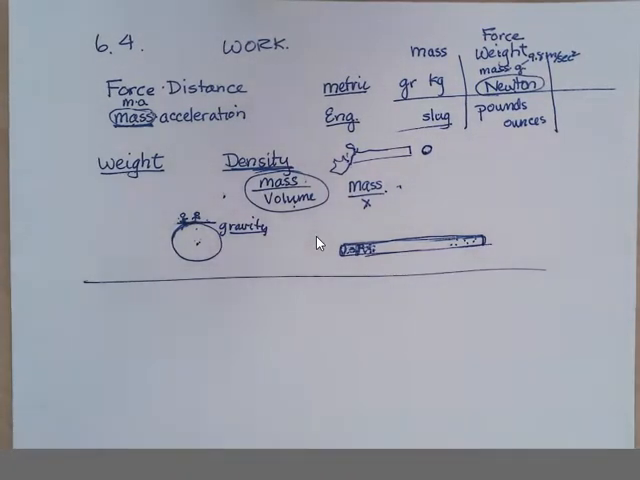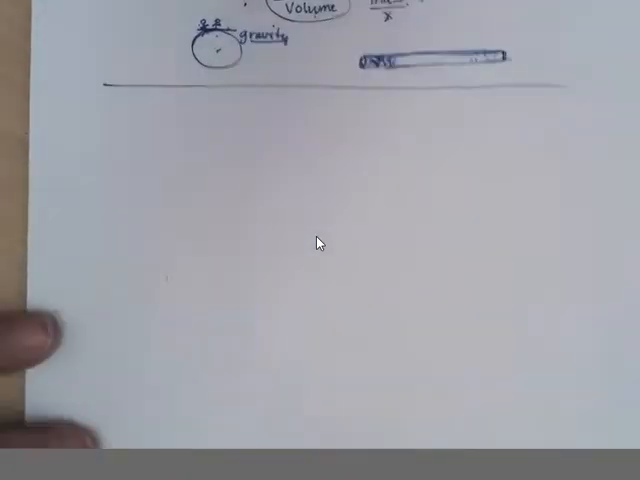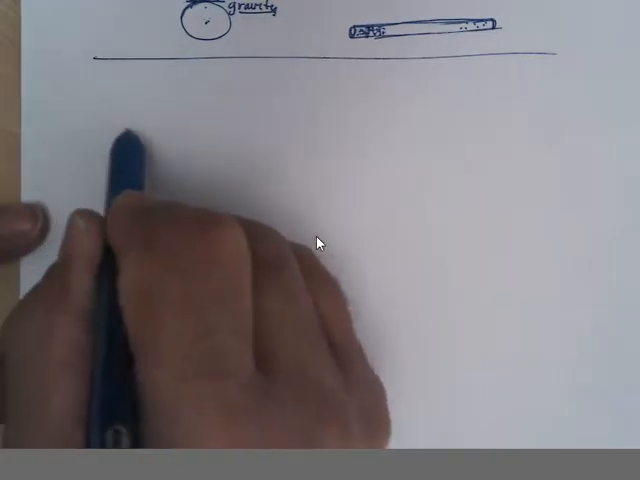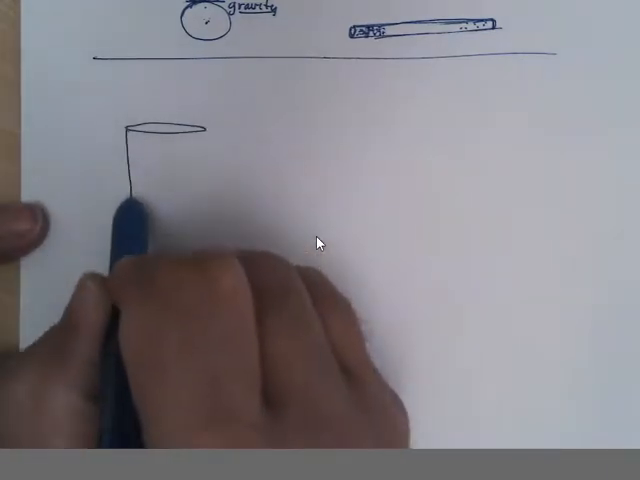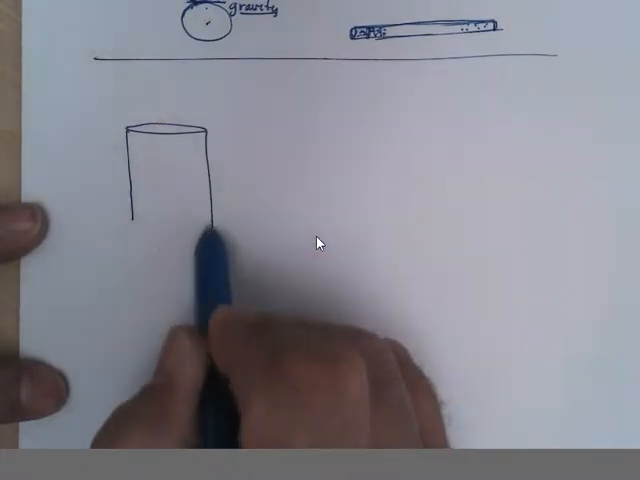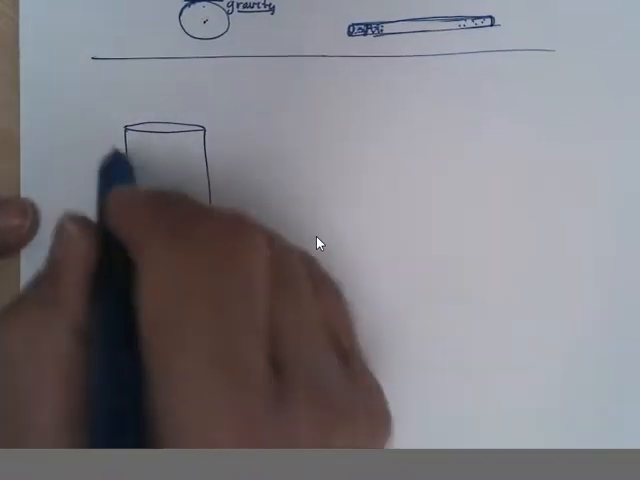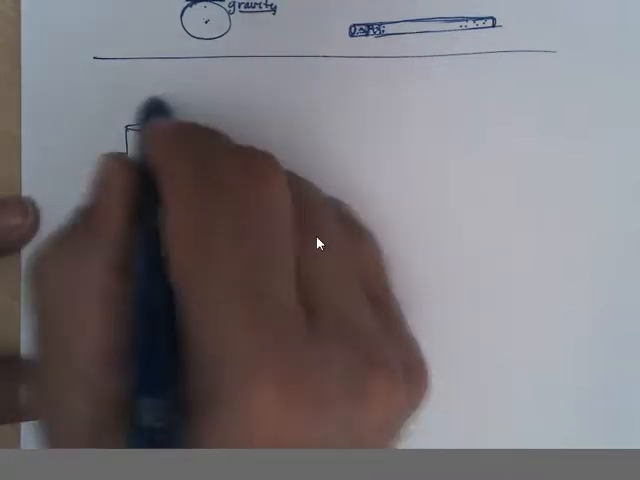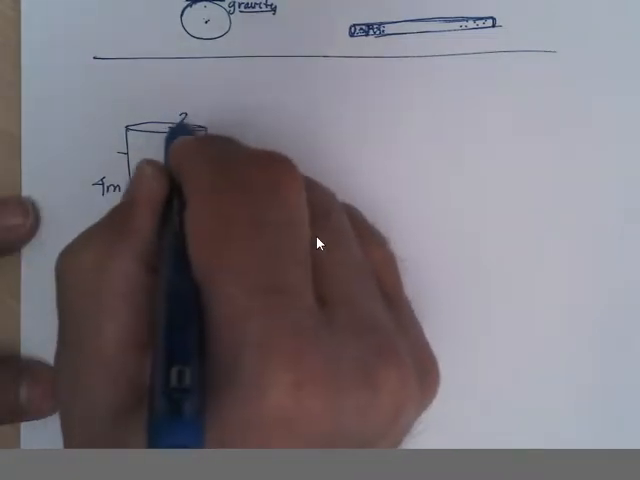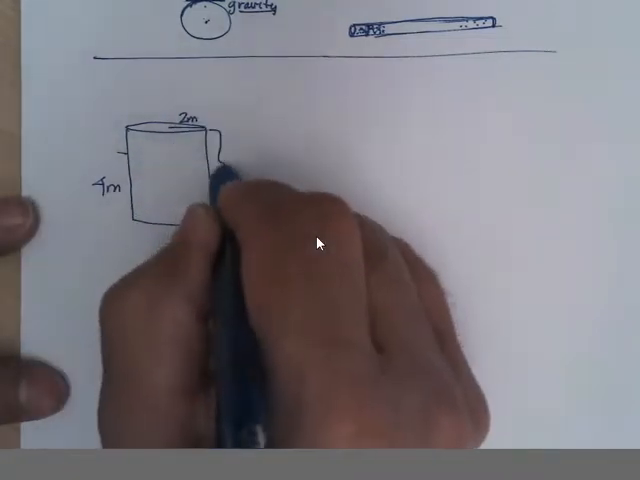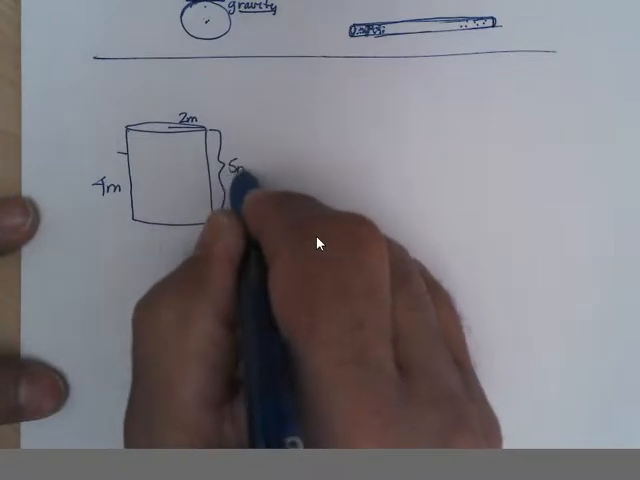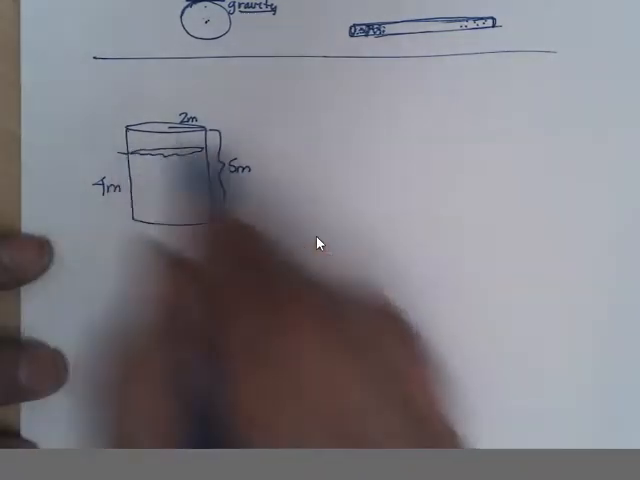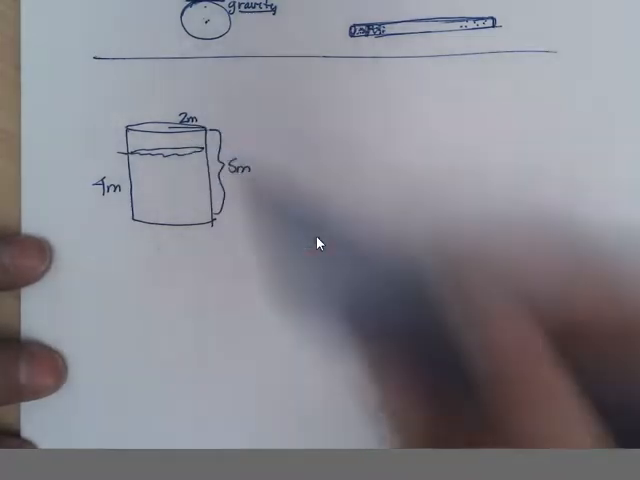Now, let's try doing a problem. This is stuff I did Friday. So let's say we start off with a tank of water, and it's filled up to 4 meters deep. The radius is 2 meters and the height is 5 meters. And the water's up to that level. And we need to lift the water out of the tank.